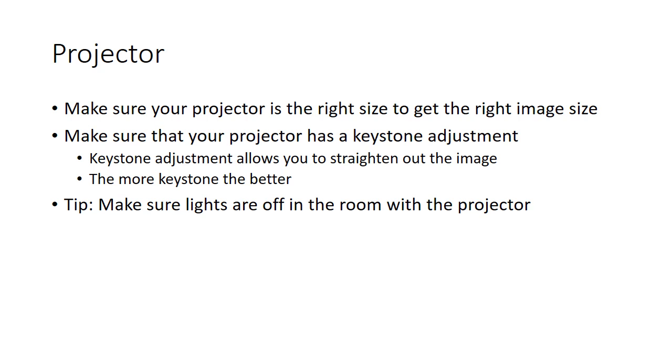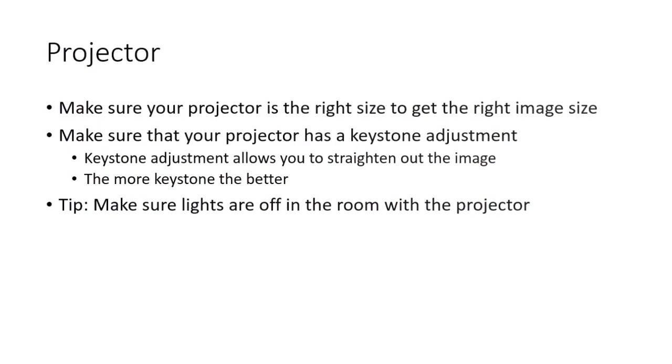It's worth knowing a few things about projectors. You do want to make sure you get the projector that is the right size to project the right size image. In this case, this is a small window, so the projector can be quite small and quite inexpensive. You also want a projector with a keystone adjustment. Keystone adjustment is one that allows you to straighten out the image so you can project from a steep angle. Also, make sure that the lights are off in the room around the projector.